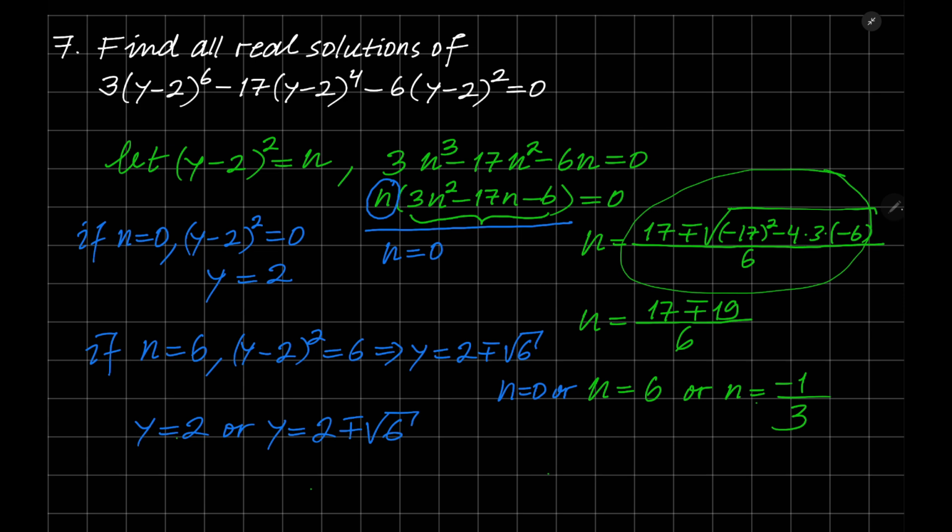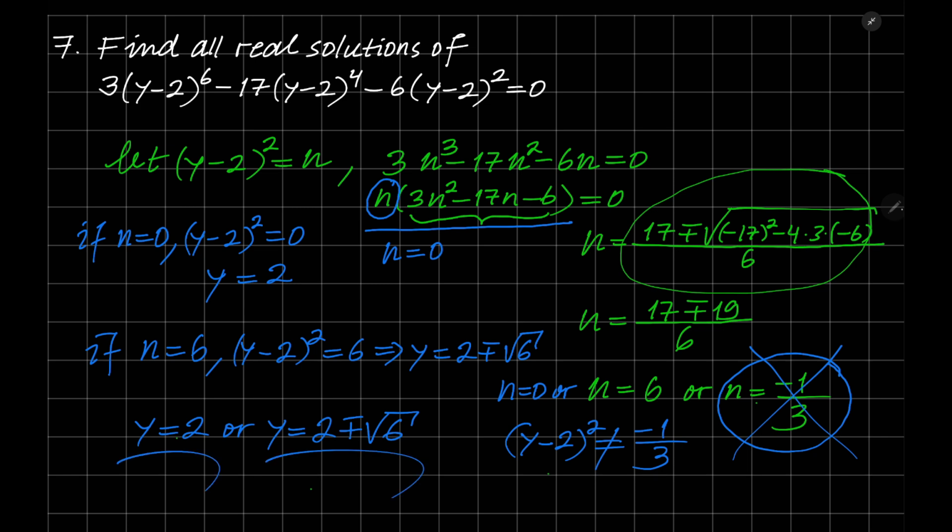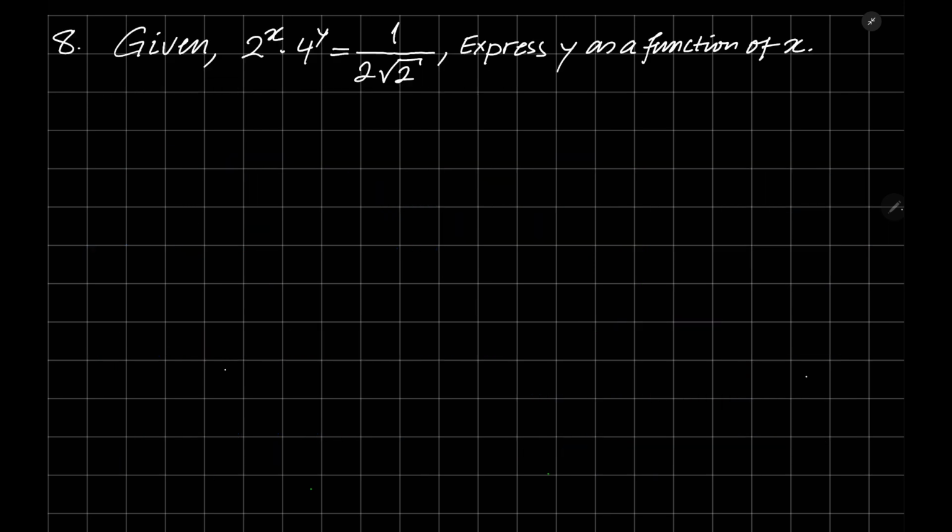We cannot consider this case because y minus 2 squared cannot be equal to negative 1 over 3. So we can neglect this part. That's the answer. y equal to 2 or y is equal to 2 plus minus square root of 6. Now let's go to the next one. This is the next question.